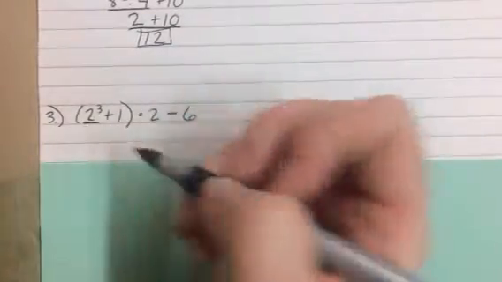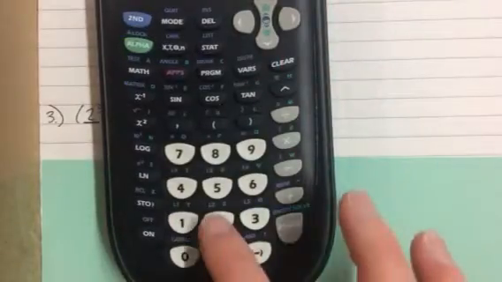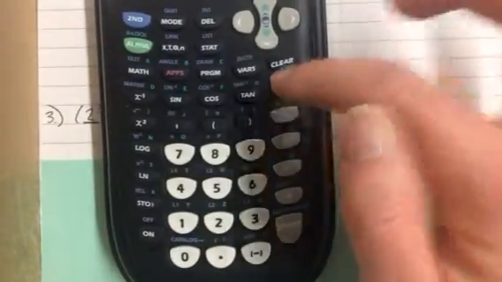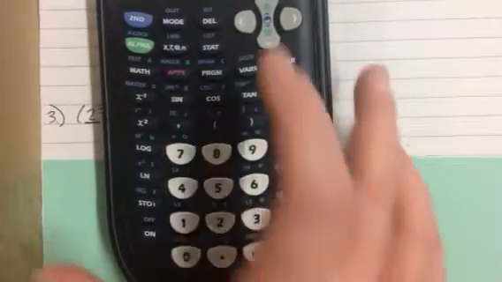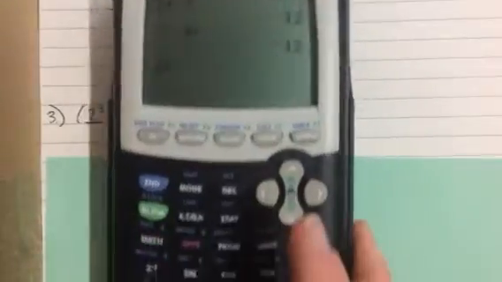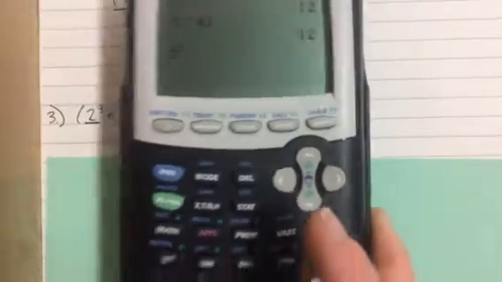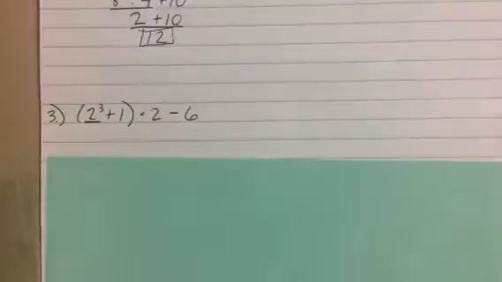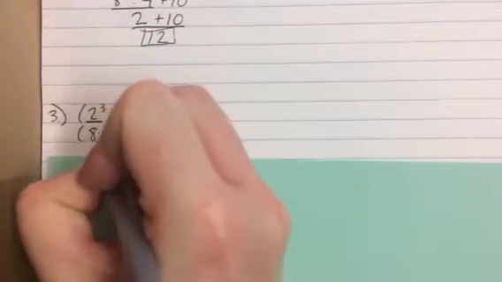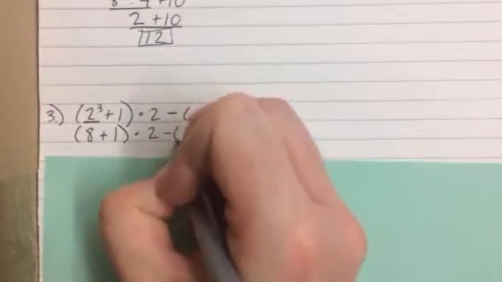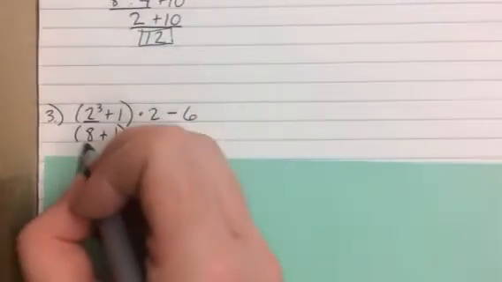Now in your TI-84 calculator, remember you can put your base in, 2. Here's my little caret button right above the division key. And then I'm going to put my exponent 3. And this is what it will look like in your calculator. You can see the base and the exponent. All right. And so that's going to give me 8. So again, I'm going to leave those parentheses there because right now I still have an operation to do inside the parentheses.